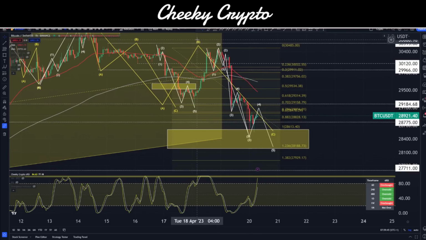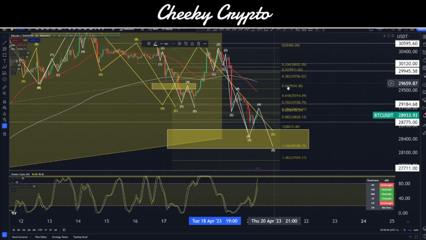We don't have to come down lower, but the structure here does indicate that there's a potential for that. The other way of looking at this is it's already done, and confirmation of that would only really happen if we start to push up higher than our wave 1 situation over here.